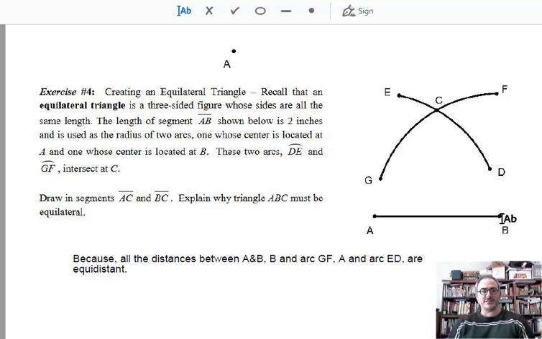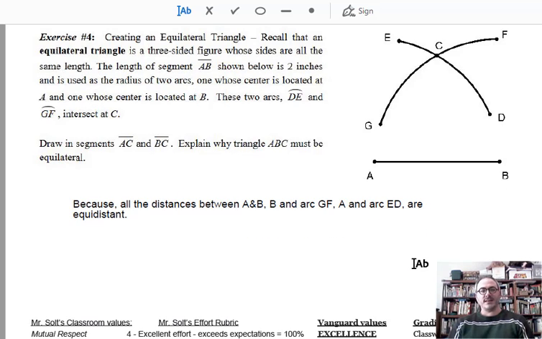Let's say AB is 2 centimeters. A to D is 2 centimeters. A to G is 2 centimeters. A to E is 2 centimeters. B to G is 2 centimeters. B to C is 2 centimeters. Well, if this is 2 centimeters, and this is 2 centimeters, and that is 2 centimeters, then what we have in front of us is an equilateral triangle. If you need to write that down, you can pause the video here. I'm going to move on.